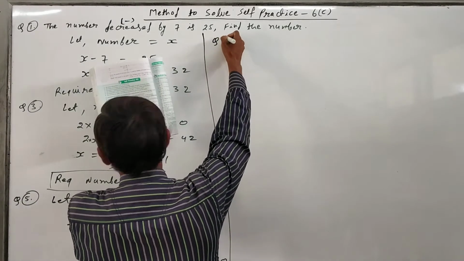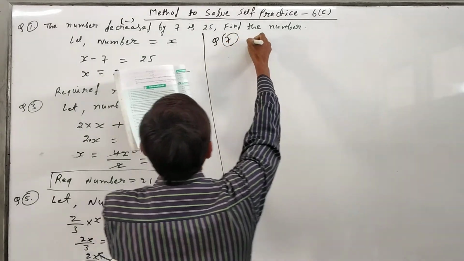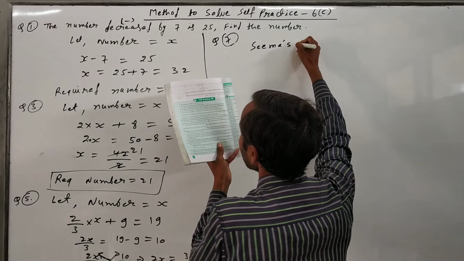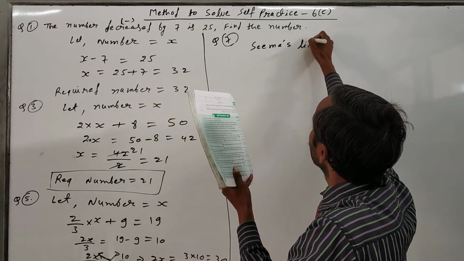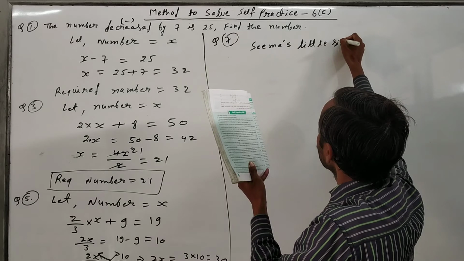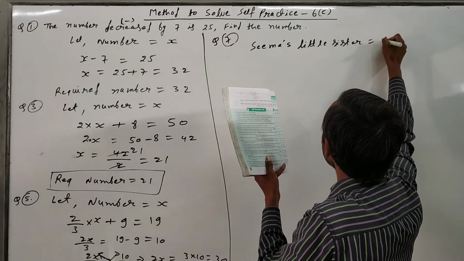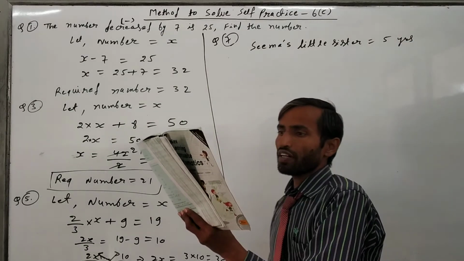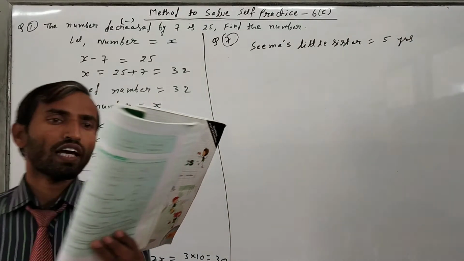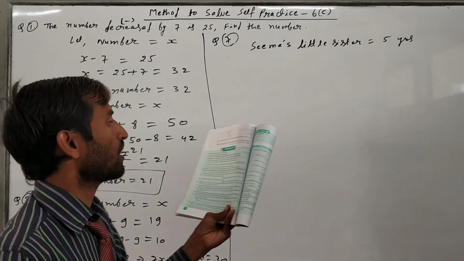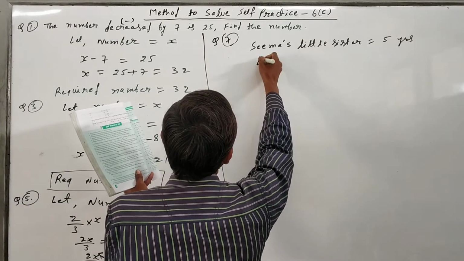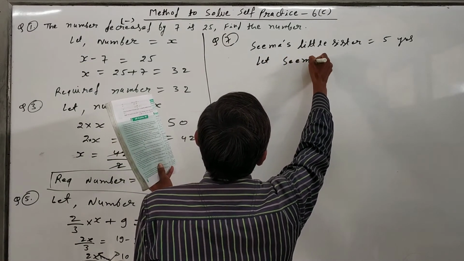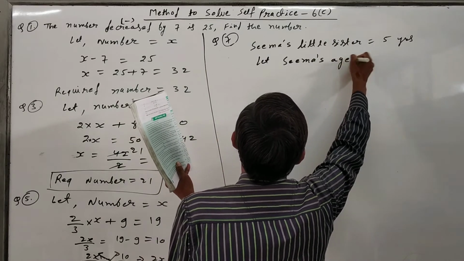Question number 7. Seema's little sister's age is equal to 5 years. Okay. After that we have to use a condition: if her age is 2 years more than 1/4 of Seema's age. So first of all we will suppose, let Seema's age be equal to x. Seema's age is equal to x.